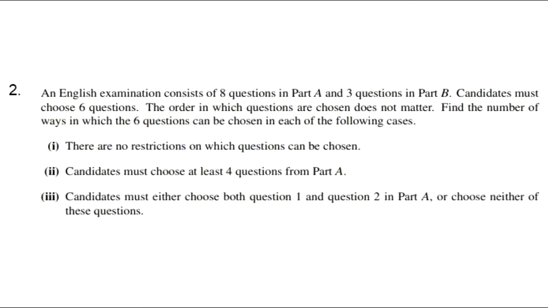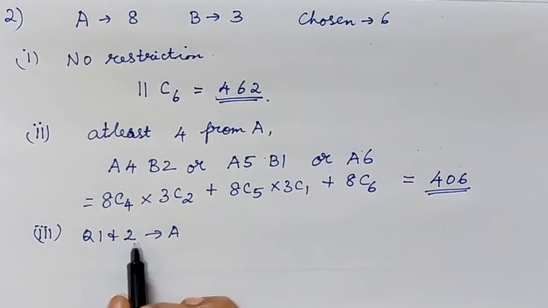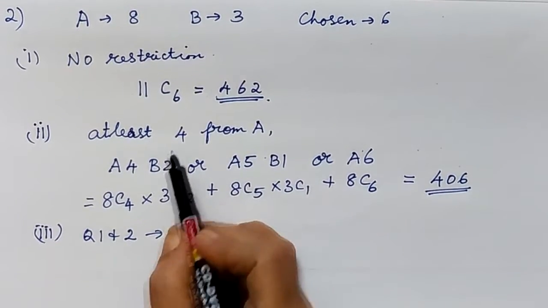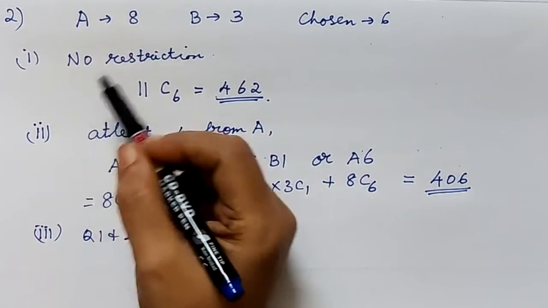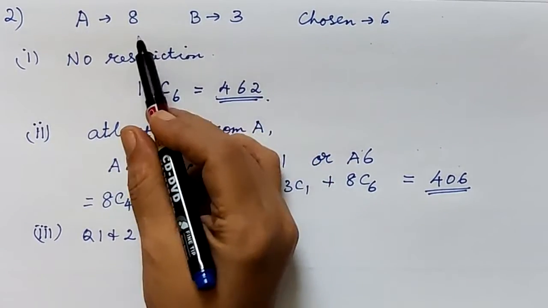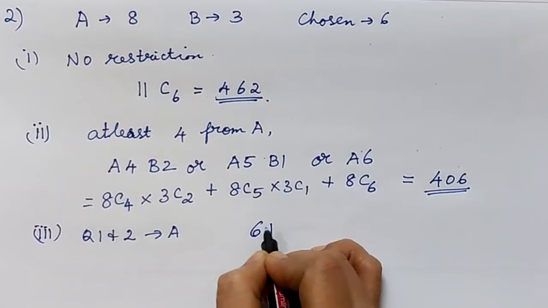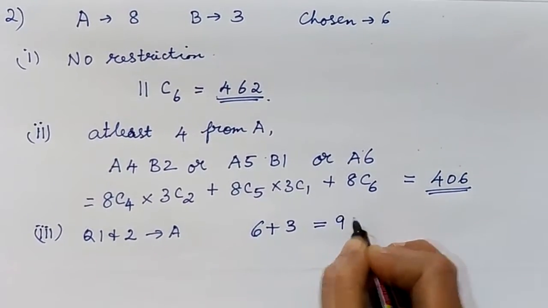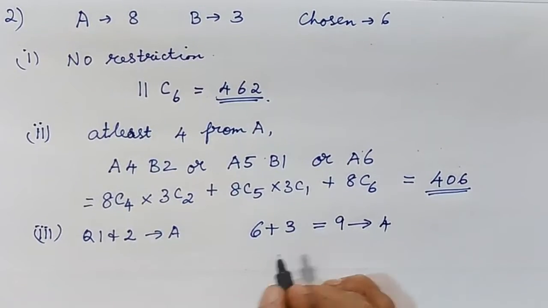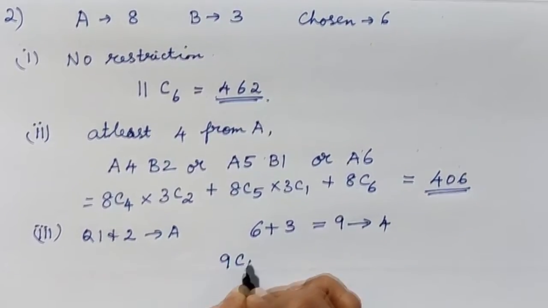The third part, candidates must either choose both question 1 and question 2 in part A or choose neither of these questions. Suppose if you are selecting 1 and 2 questions, so 1, 2 questions are selected. From part A, we are selecting 2 questions. So left out questions are 6 and here we have a 3. So 6 plus 3 is 9 questions. From these 9 questions, we need to select a 4. So it will be 9C4.